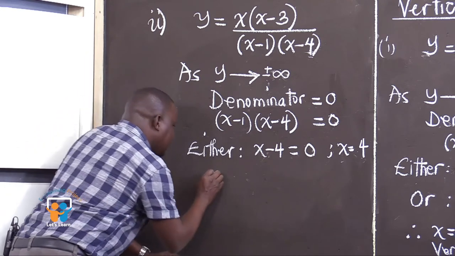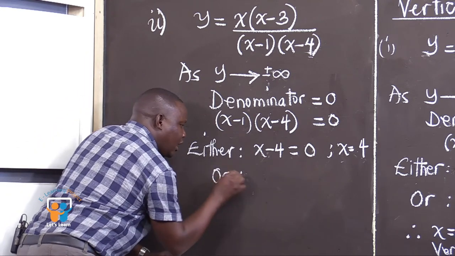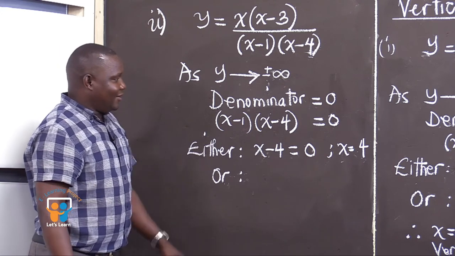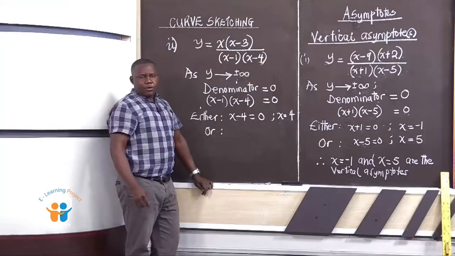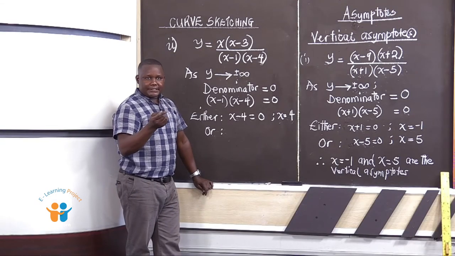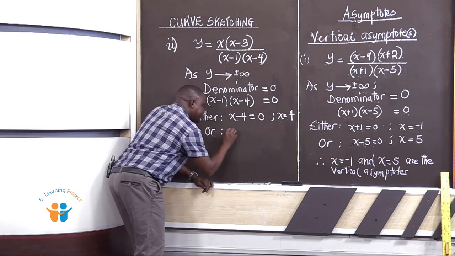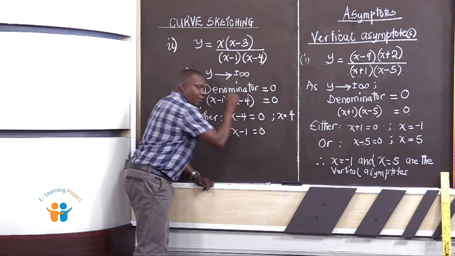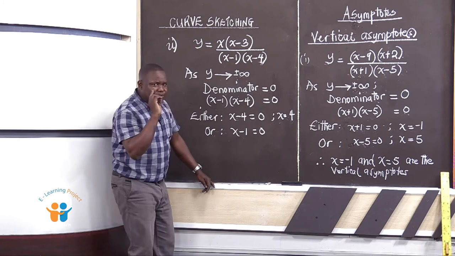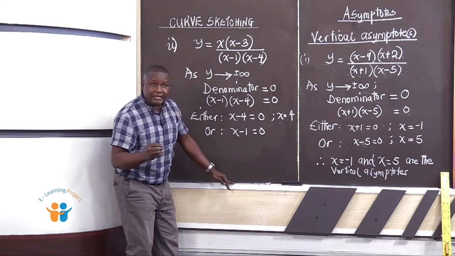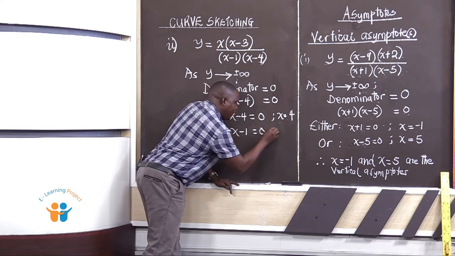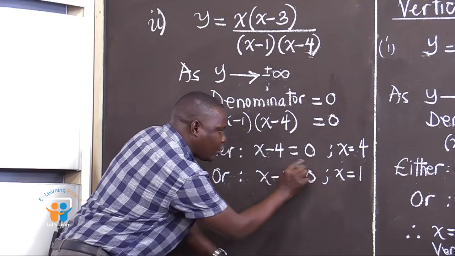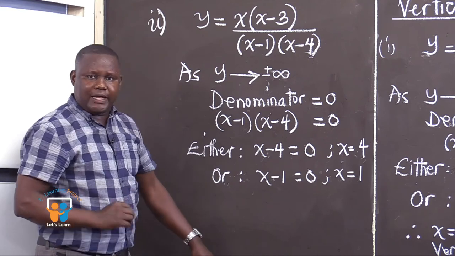Someone also said that our next step is to say or. Or. Okay? You can do this one now. What do you get? You have what? Good. You have x minus what? Minus 1 equal to what? 0. That's amazing. And what do you get now? What do we get now? We get x equal to 1. Why? Because our negative 1 crossed and became a positive.